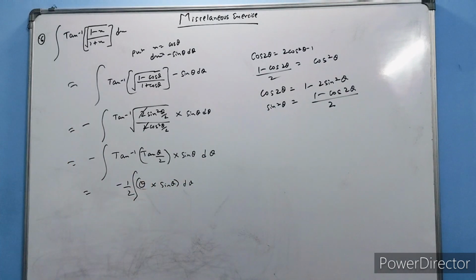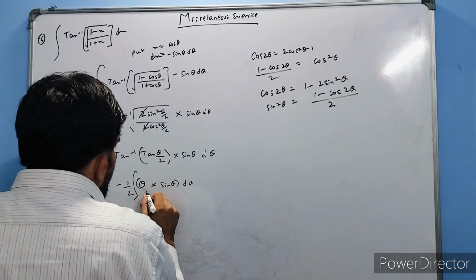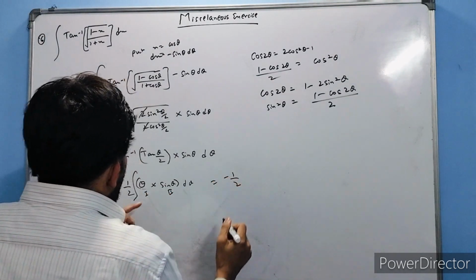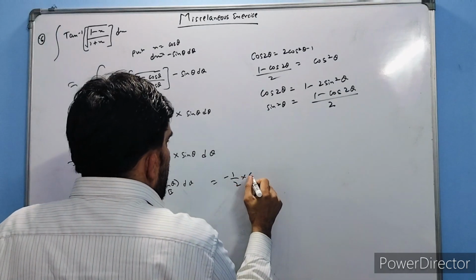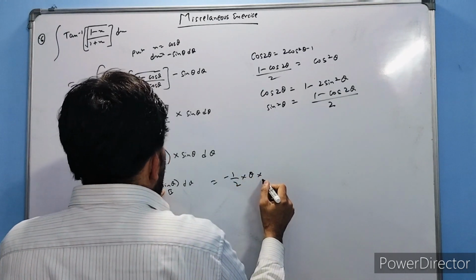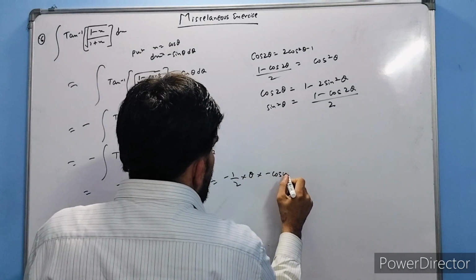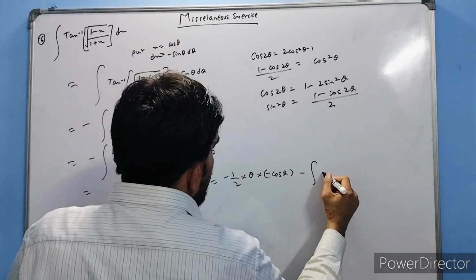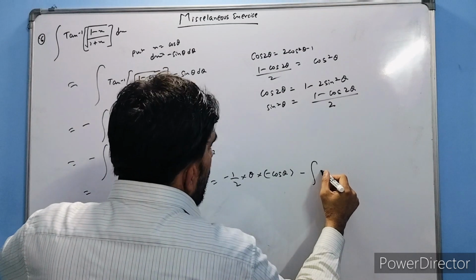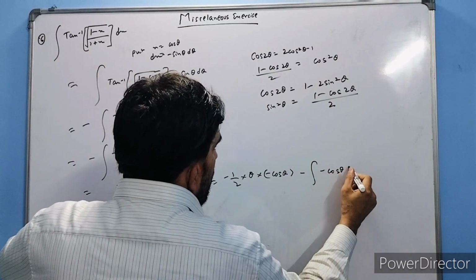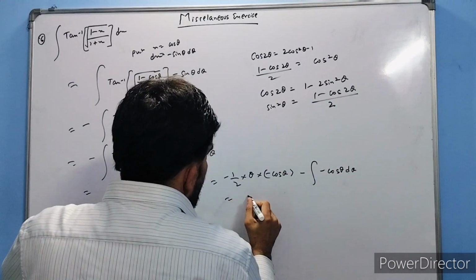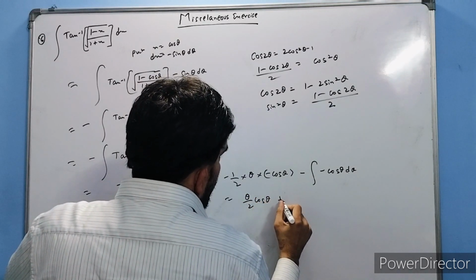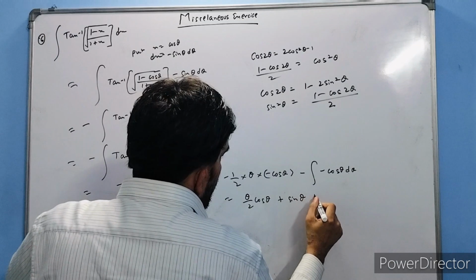Okay, let's start by parts. We can solve them. So we got minus half into theta into integration of sin, which will be minus cos theta, minus integration, now the differentiation of theta will be 1, into integration of sin theta, which will be minus cos theta, d theta. So now we got theta by 2 cos theta plus sin theta plus c.